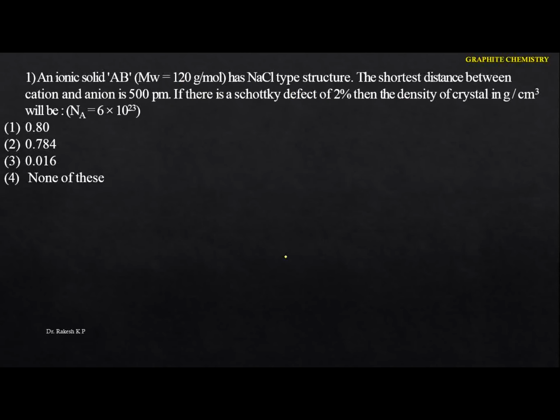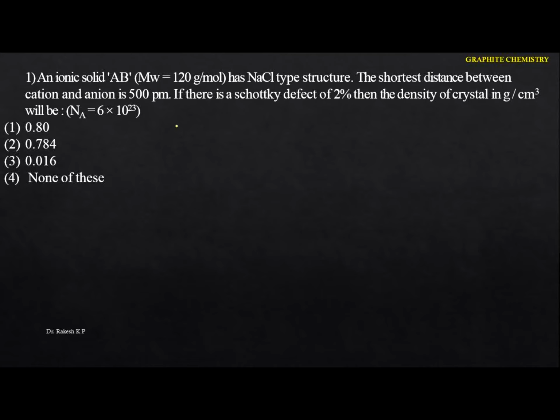An ionic solid AB has a sodium chloride type crystal. The shortest distance between the cations and anions is 500 picometer. If there is a Schottky defect of 2%, then the density of the crystal in gram per cm cube will be. Now see the particular conditions given here.